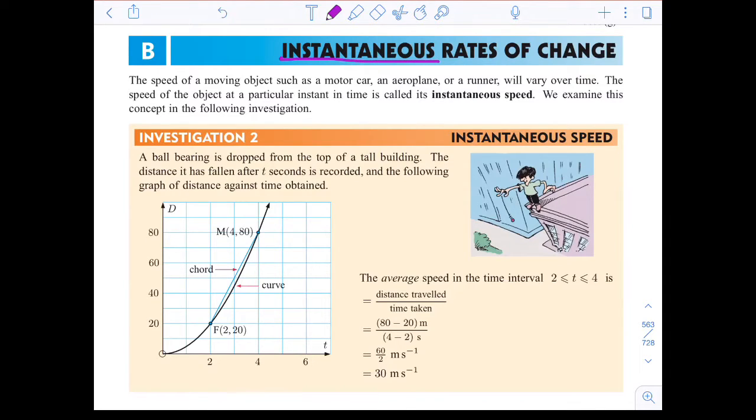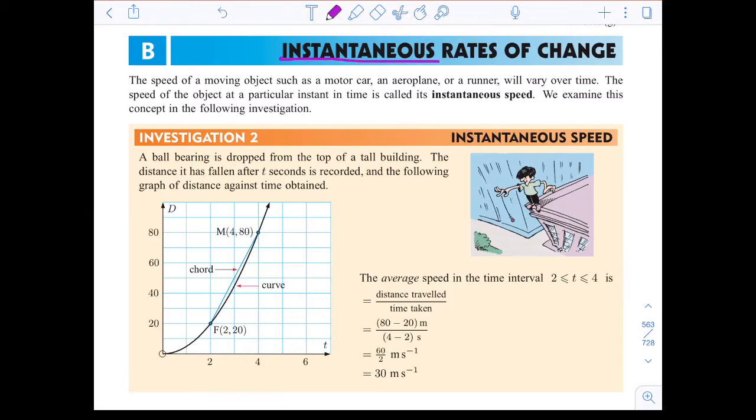So, for example, it says any moving object. Suppose you're in a car and you're driving at 100 kilometers per hour, and you went to, I don't know, Niagara Falls or something. You know that your rate of change or speed will change over time, right? Sometimes you might be going 120, sometimes you might be going 80, depending on traffic. But your average rate of change just takes how long it took you to get there and the distance.